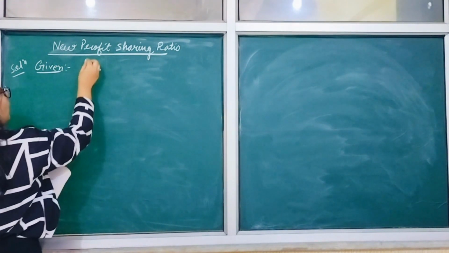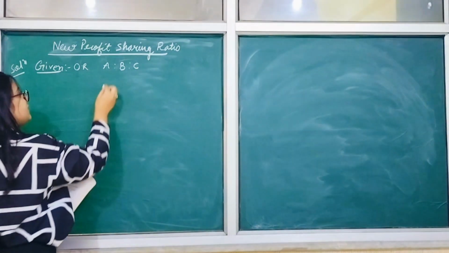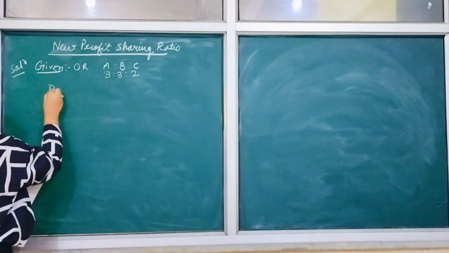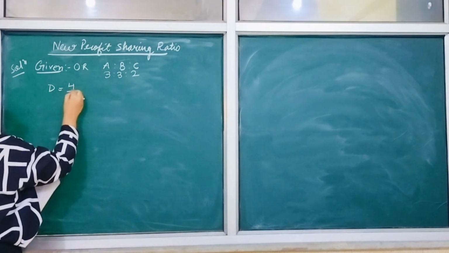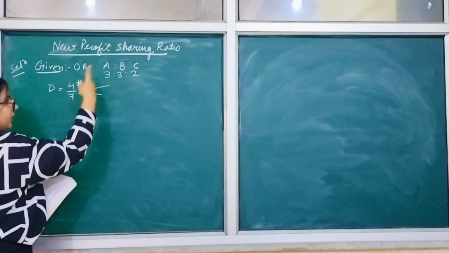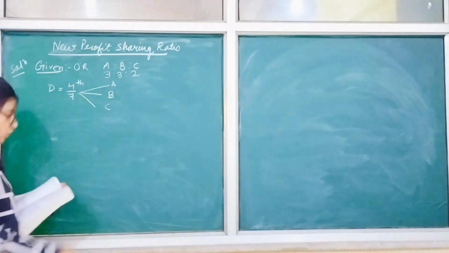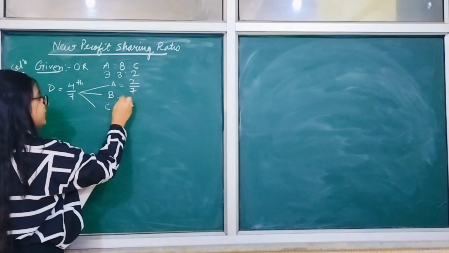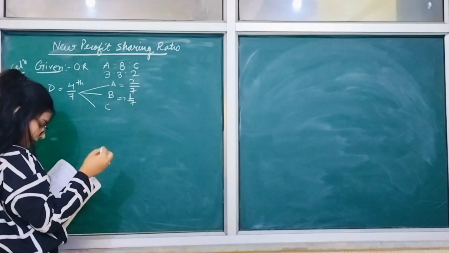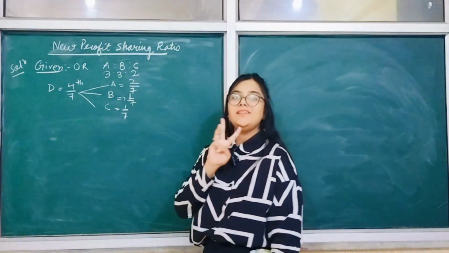Perfect. We know that the old ratio between A, B and C was 3:3:2. Perfect. And the new partner is D, who is admitted for 4/7 share. Now this share he takes from the previous three partners A, B and C. So 2/7 from A, 1/7 from B and 1/7 from C. Perfect. So basically A, B, C were the three previous partners.